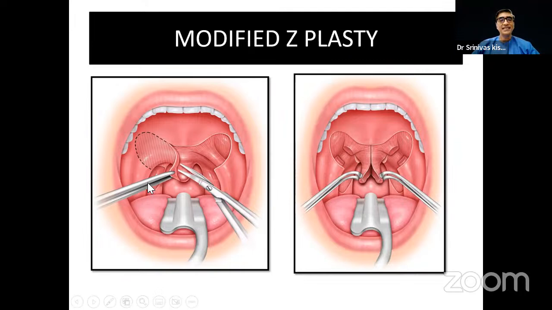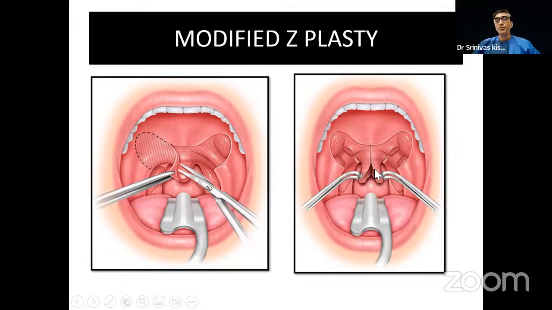So one, after tonsillectomy, you create a butterfly. Now the median line should be the junction between the free margin of the soft palate and the junction between the hard and soft palate. And the lateral extent should be up to the pterygoid hamulus. Once you create that butterfly, you take any instrument and denude that entire mucosa and expose both the palatopharyngeus muscle and palatoglossus muscle.